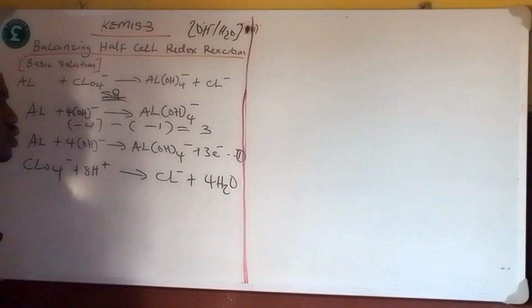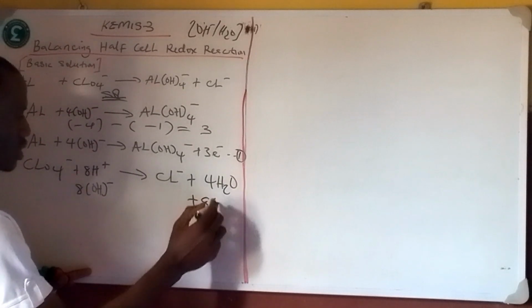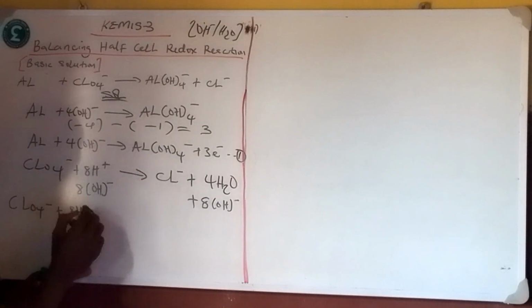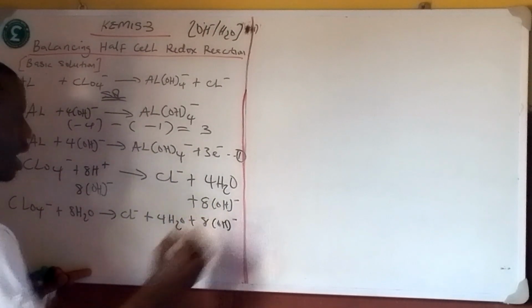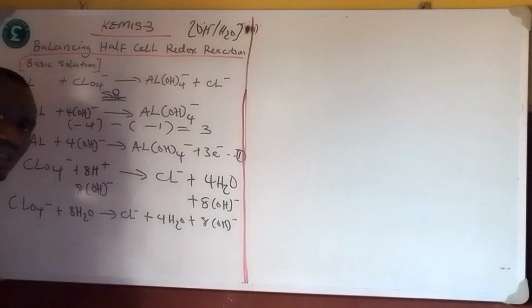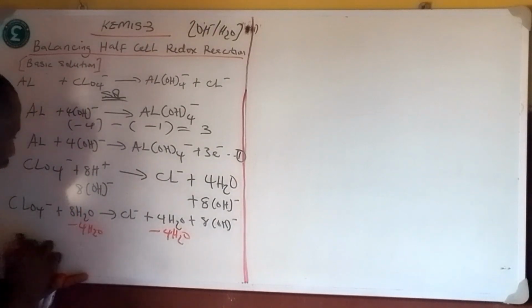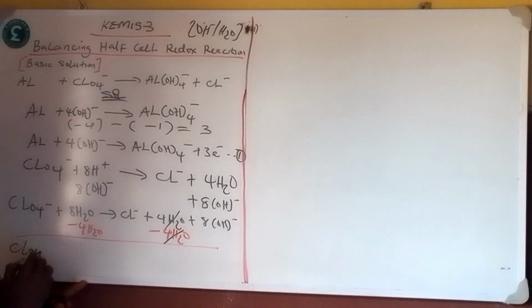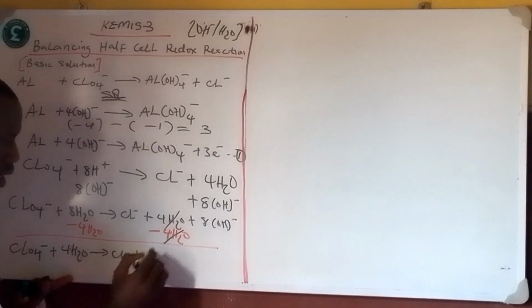Having done that, I am now going to balance under the basic solution. I add 8 hydroxyl to both sides, and my new equation becomes perchlorate plus 8H2O, which gives me chlorine plus 4H2O plus 8 hydroxyl. Since I have water on both sides, I can reduce this equation by subtracting 4H2O from both sides. The H2O will cancel, so my new equation becomes perchlorate plus 8 minus 4, that is 4H2O, gives me chlorine plus 8 hydroxyl.